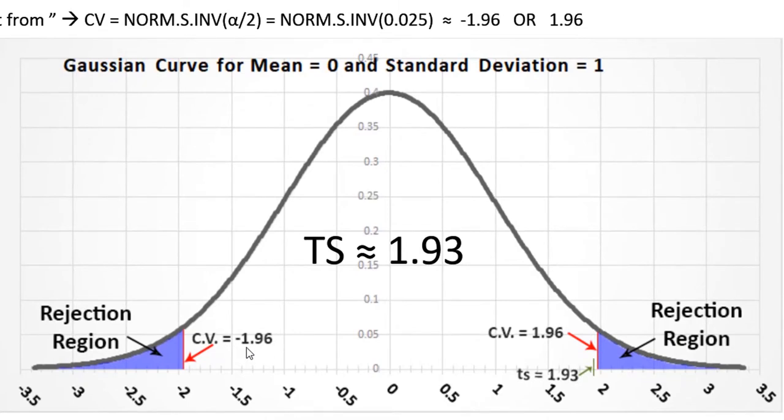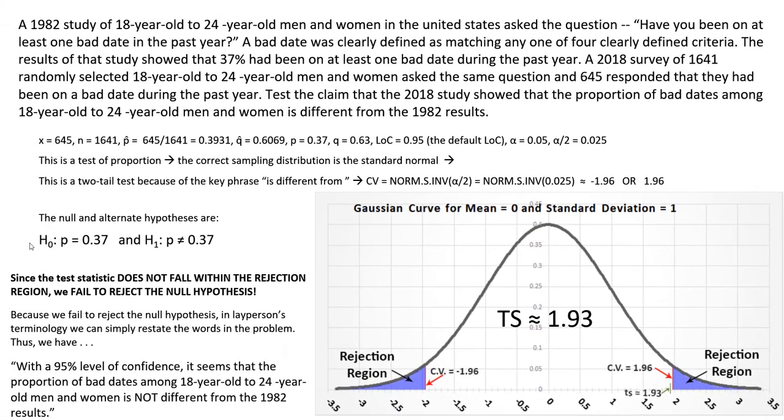The critical value on both sides, negative 1.96, positive 1.96. My test statistic ended up being about 1.93, which down here, this is where it's shown. It does not fall in my rejection region, so again, I fail to reject the null hypothesis. Since I fail to reject the null hypothesis, we can say that things are not different from the 1982 results, or things are the same as the 1982 results. Well, we're done talking about hypothesis testing about a population proportion. Have a great day.